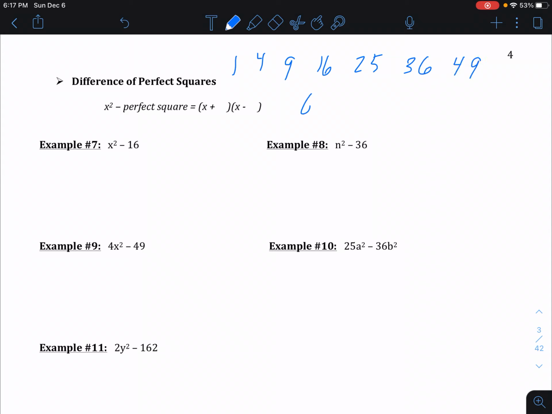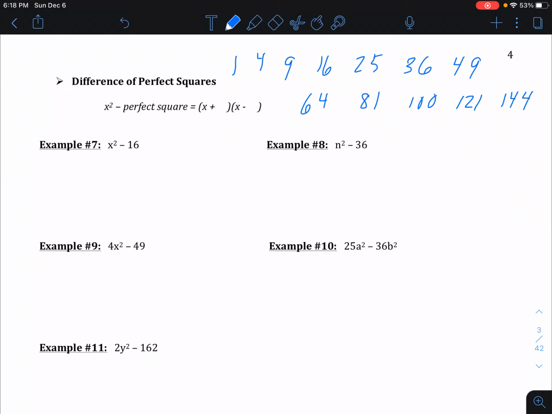9, 7, 8, 9, 10, 11, and 12. So you should memorize up to those to make life easier on you. Then when we factor it, we're going to use two parentheses here, x plus a number and x minus a number. And those numbers would be found when we square root.